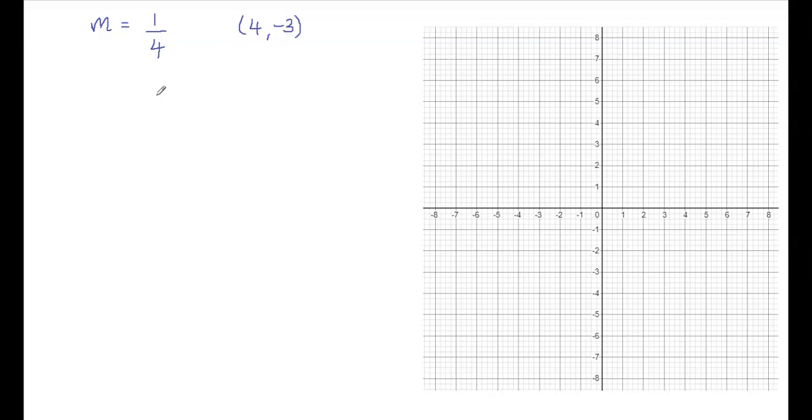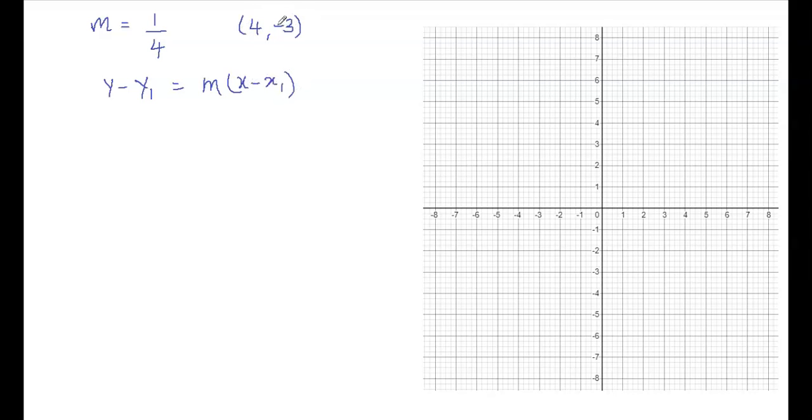Now this time I'm going to use the point slope form, and point slope form is really useful when you're given a point and a slope. Since we're given a point and a slope, I'm going to use the point slope form. So point slope form is y minus y1 is equal to m(x minus x1).